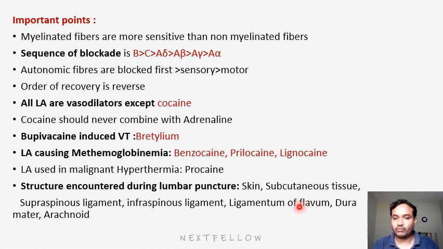Next, dura mater. In between ligamentum flavum and dura mater, we have the epidural space. After that, dura mater and arachnoid mater, there will be the subarachnoid space. Dura, arachnoid and pia mater will be there. So between ligamentum flavum and dura, epidural space; between arachnoid and pia, subarachnoid space. You have to remember the names in order: skin, subcutaneous tissue, supraspinous ligament, infraspinous ligament, ligamentum flavum, dura mater, arachnoid mater, pia mater. That's all. Thank you.